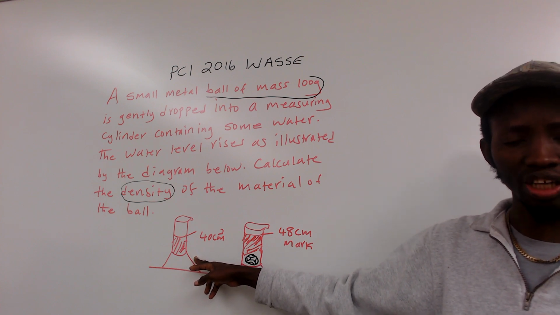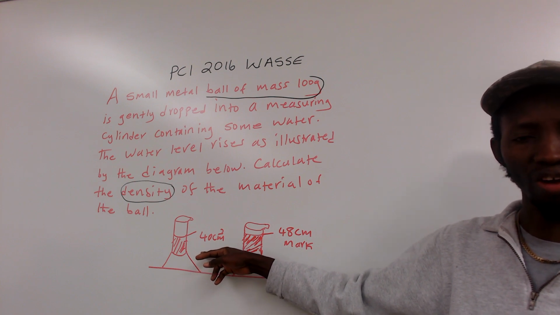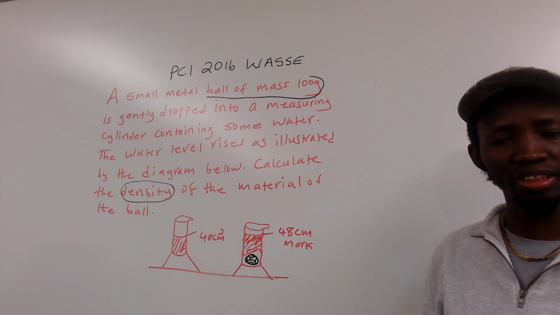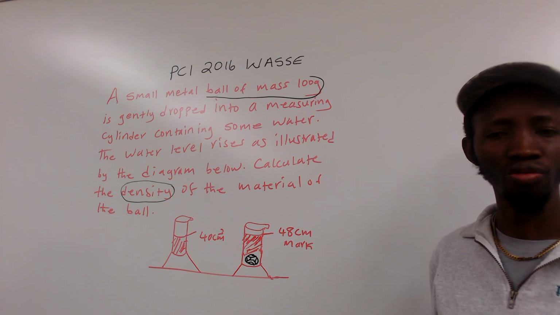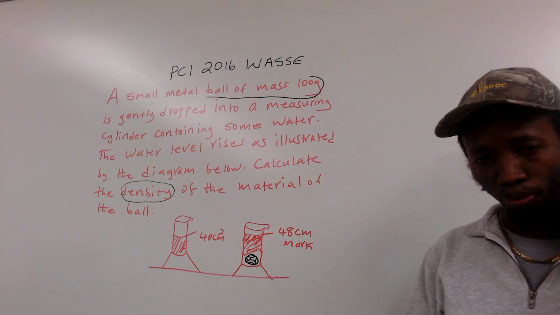Since the initial volume of the water in the cup was 20 centimeters cube, when you drop something there it increases to 25. What's the volume of the object dropped? Just subtract: 25 minus 20 gives you 5. That 5 is simply the volume of the object that you dropped.